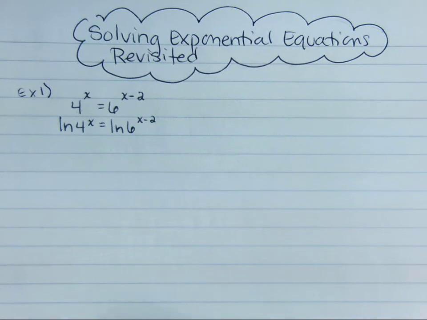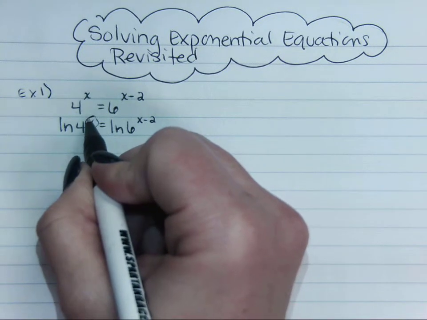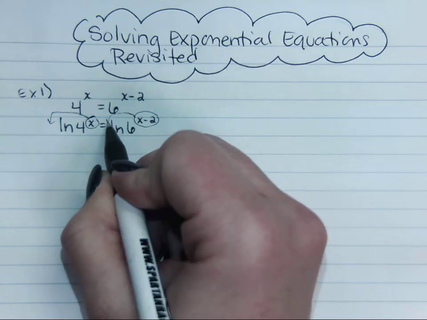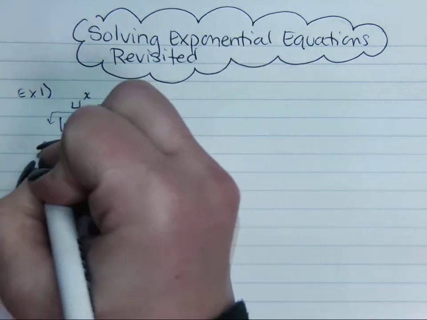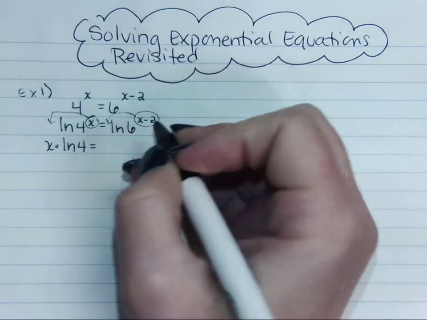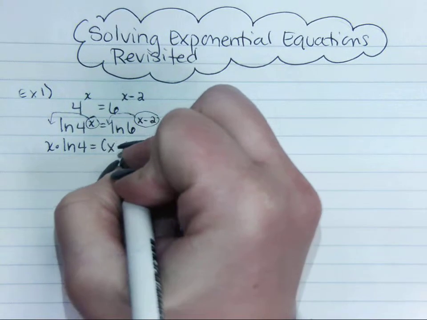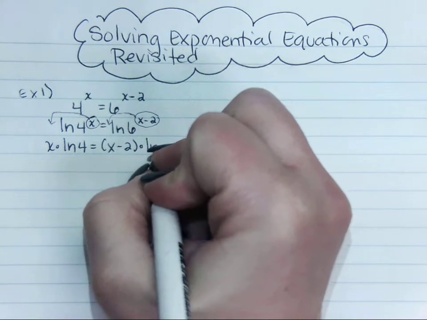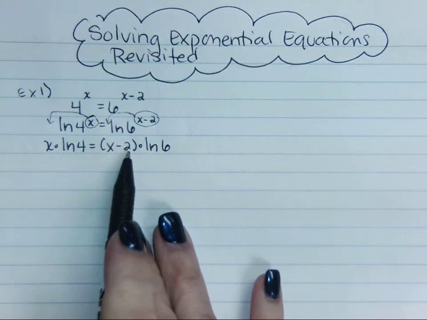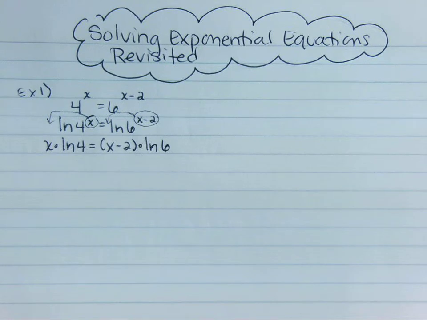Okay. And that's going to allow the entire exponent to come out front as a multiplicative factor. And so what I have is I really have x times the ln of 4 on the left. And on the right, I have the quantity of x minus 2 times the ln of 6. So again, it's really important that I put the entire exponent in parentheses.